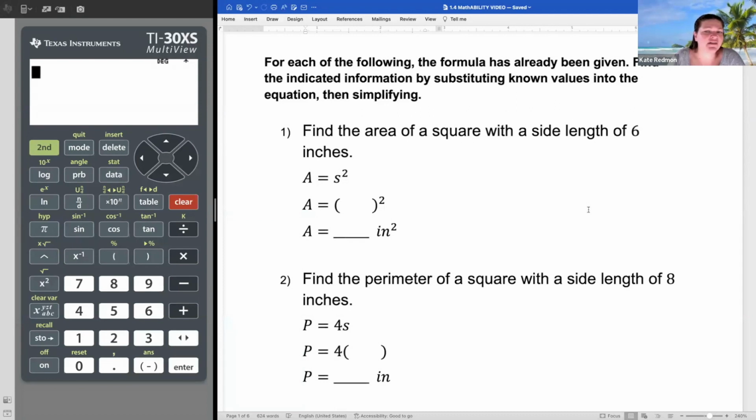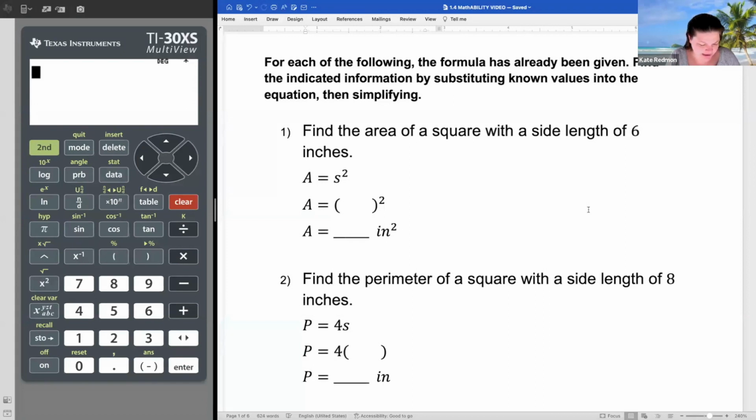Number 1 says find the area of a square with a side length of 6 inches. And I've already given you the formula. Let's practice reading it together. It says A equals S squared, or S to the second power. Now, what does that mean?